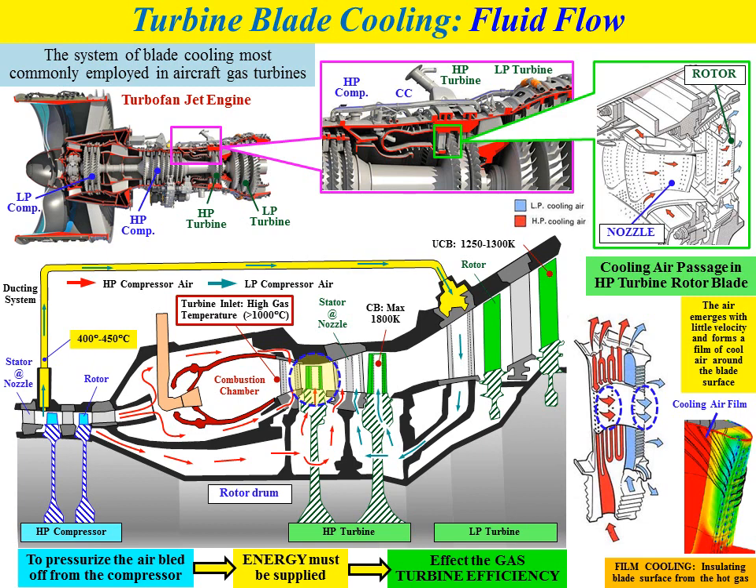Okay, so the line in the figure shows the cooling air film. There are a few disadvantages to this process, because in order to pressurize the air bled off from the compressor for cooling, we need to supply some energy, and this will affect the gas turbine efficiency. So the efficiency of the gas turbine will slightly reduce.